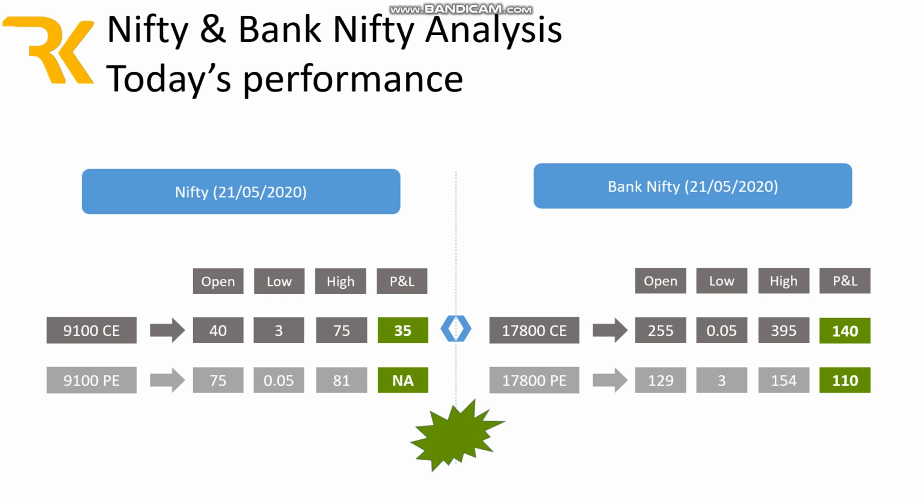SGX Nifty did not go down, so only the call option was effective and it gave a considerable profit of 35 rupees. And on the bank Nifty side, it gave almost 140 and 110. Here I took 40 because when it went up, the low was around 40 rupees, so I took 40 as the entry point for the put option. So both sides gave very good profit zones today.